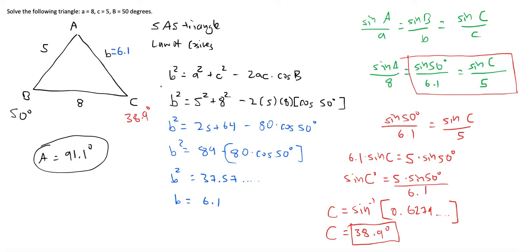Okay, so remember, the first thing we need to do is determine which law to use based on the type of triangle that we're given. In this case, we have to use the law of cosines, so we found side B. And then to find the angles, we have to use the law of sines.